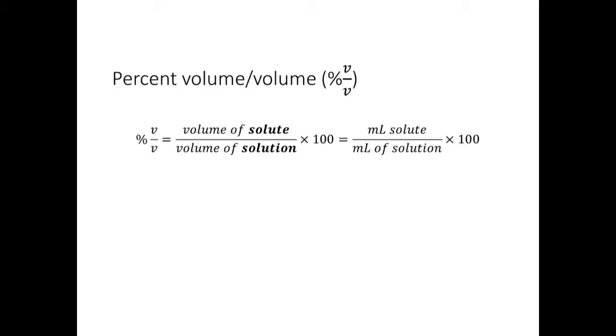We can describe it using percent volume volume. Percent volume volume, like percent mass, is the volume of solute over volume of solution. So it's solute over solution. The only difference is this time, instead of it being a mass of solute, it's a volume of solute. The units are going to be the same.